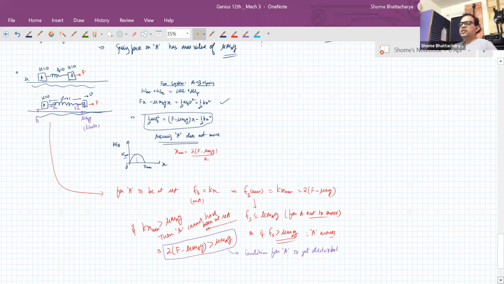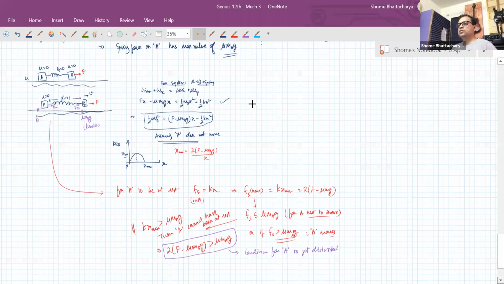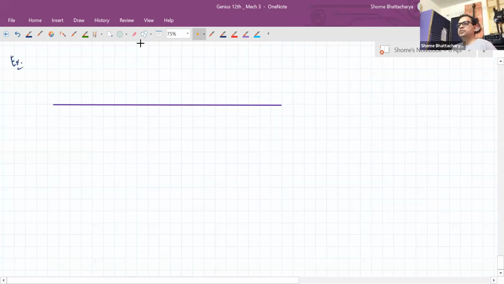Now, another application of this: not only work energy can we use, we can also use the impulse momentum concept or a bit of center of mass type of concept. So this time it's a smooth surface.